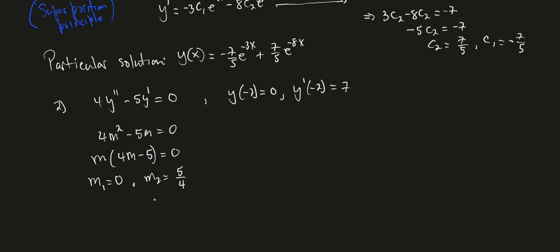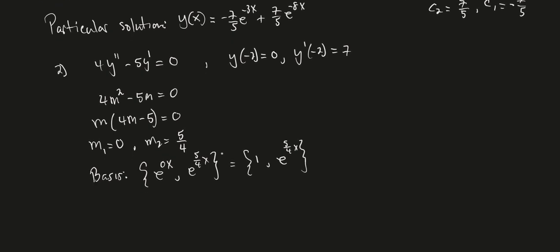So based on these two roots, we can write down our basis. In this case, it's the function e to the 0x and the other function e to the 5/4 x. Well, e to the 0x, actually that's just a constant. So it's just 1, right? And then of course we have e to the 5/4 x. And this can happen. If one of your roots happens to be 0, then we're going to end up with e to the 0x, which simplifies to 1.